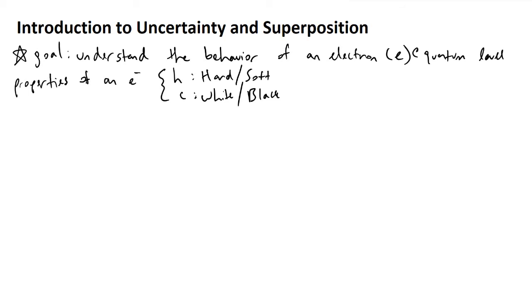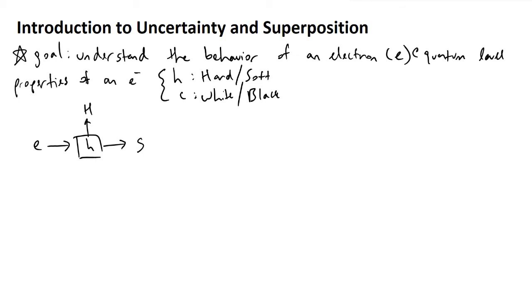And so what we can do is we can devise a box of some kind, a measuring device. If I was to take an electron and put it into a box, and inside of this box I was measuring the hardness, outside the right of this box would be soft electrons, and exiting the top of this box would be hard electrons. That's what we can do.